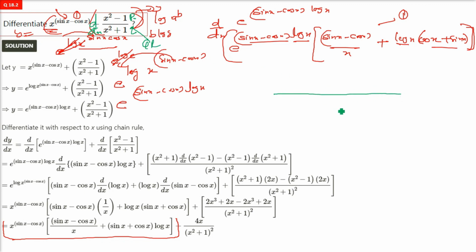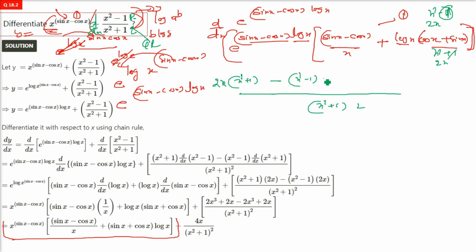Quotient rule is what? You have x square plus 1 whole square in the denominator. Then you have x square plus 1 times the differentiation of x square minus 1, which will be 2x, and the 1 goes to 0. So it will be 2x. Then you have minus. X square minus 1 will come out, and the differentiation of x square plus 1 will be 2x, and the 1 goes to 0. So 2x it will be.